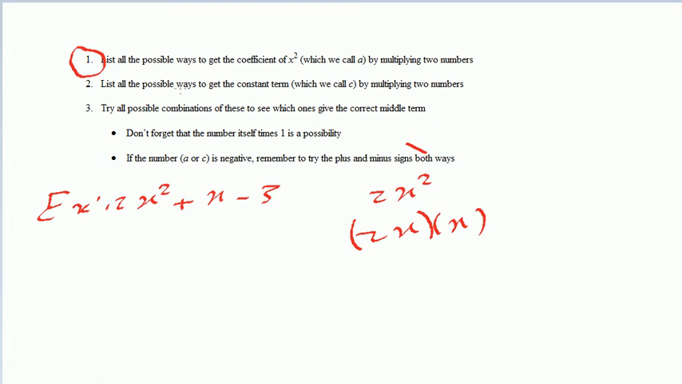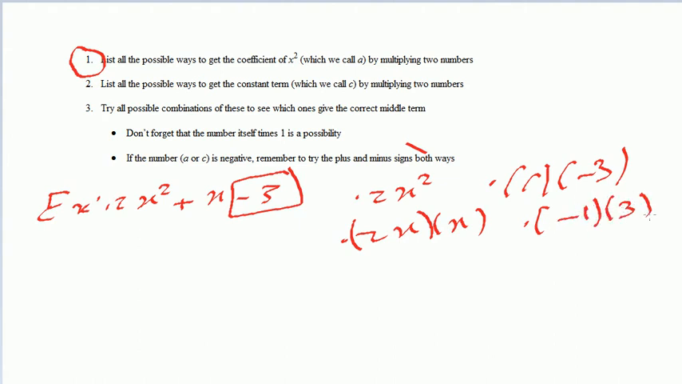Now, what about listing all possible ways to get the constant term? In this case, it is minus 3. Actually, I can get minus 3 by multiplying 1 by minus 3. So 1 multiplied by minus 3 is equal to minus 3. And also, if I multiply minus 1 by 3, I will get minus 3 as well. So I have two possibilities here, while here I have one possibility.